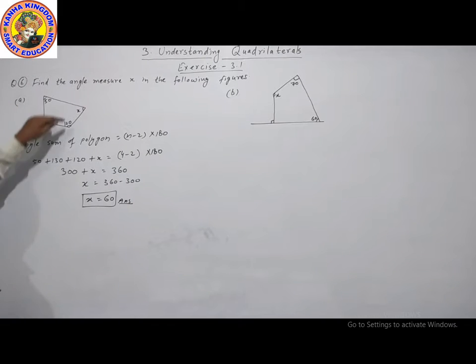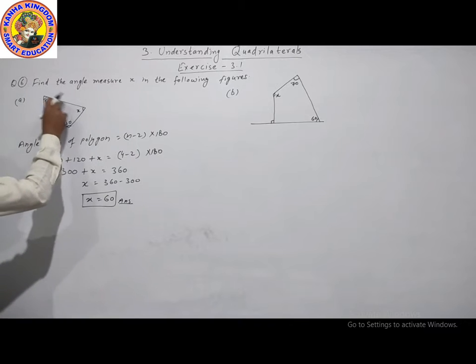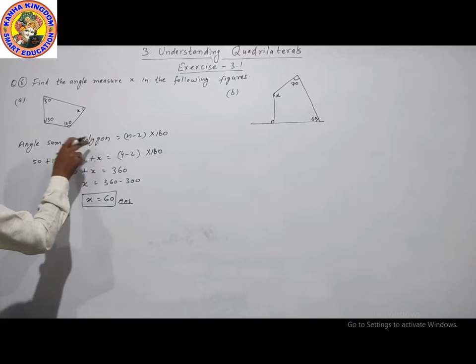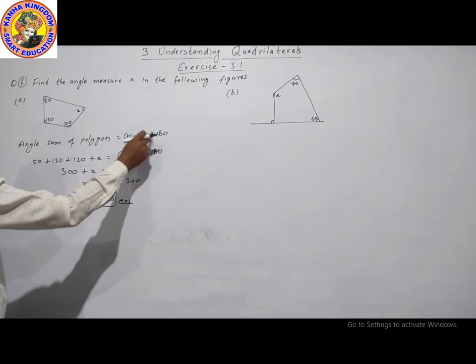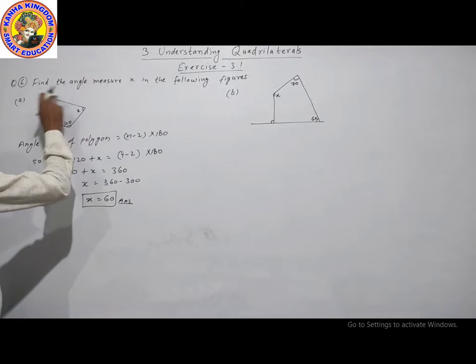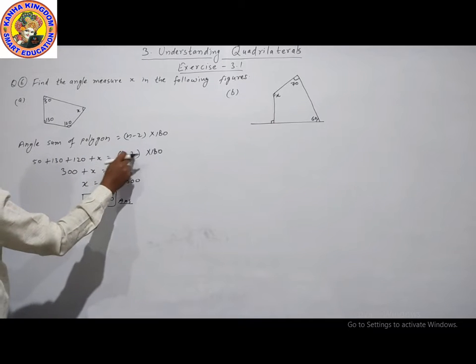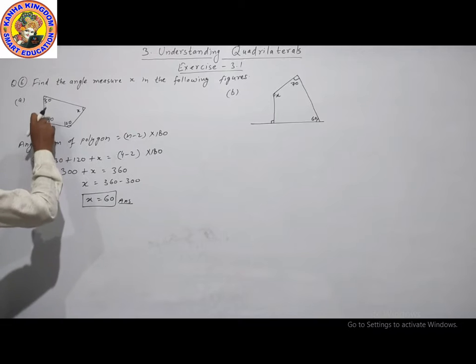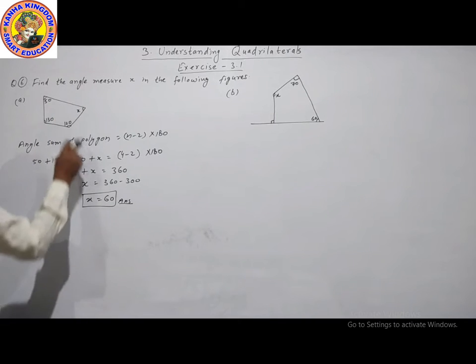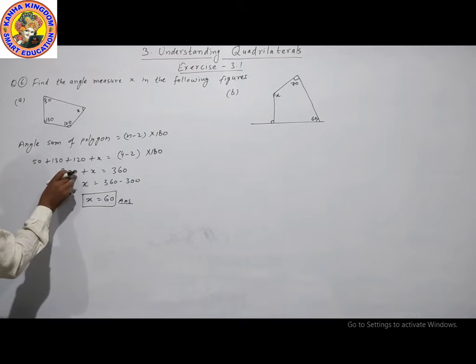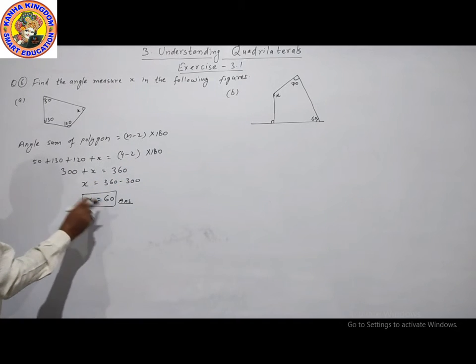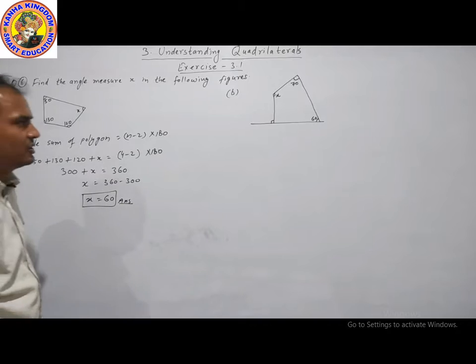So this is a quadrilateral. We use the angle sum property. The angle sum of a polygon is equal to (n minus 2) into 180. n is the number of sides, 1, 2, 3, 4, 4 sides. 4 minus 2, 2 into 180, 360. The angles are 50, 130, 120, and then x. The addition of these is 300. Now transposing this, 360 minus 300, x is equal to 60. This is our answer.